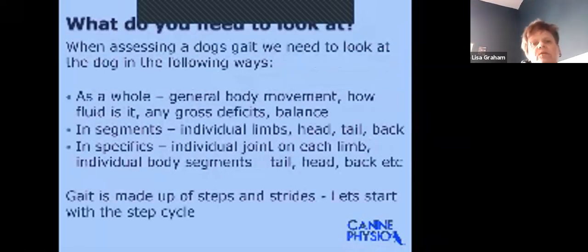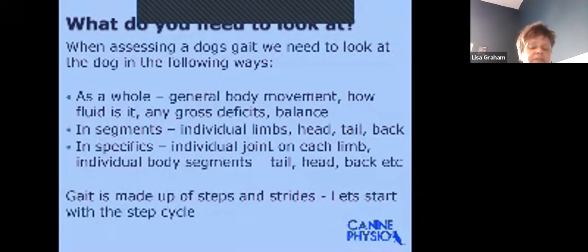So when we're looking at these dogs, what do we need to be looking at? We need to start with the dog as a whole. We need to look at general body movement. Is it fluid? Does it have any huge deficits? Is the dog well balanced? Does he seem comfortable in the way he moves, or is there a limp? Is there an angulation or something turning out that we're not happy with? Once we've looked at everything as a whole, we then need to look at segments of the body.